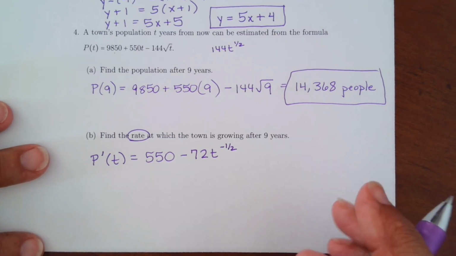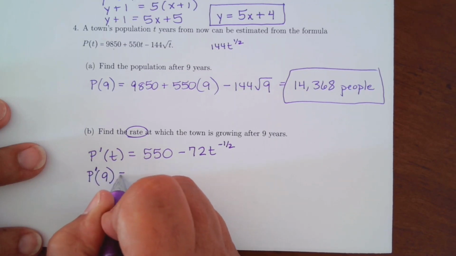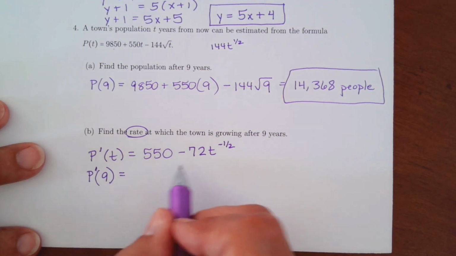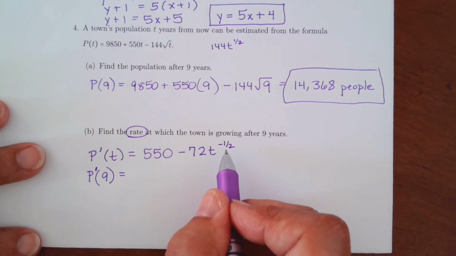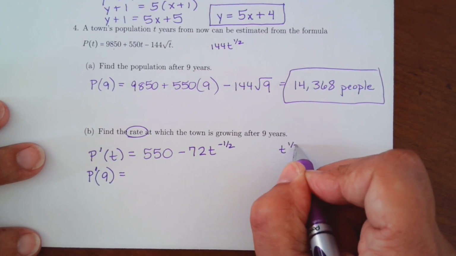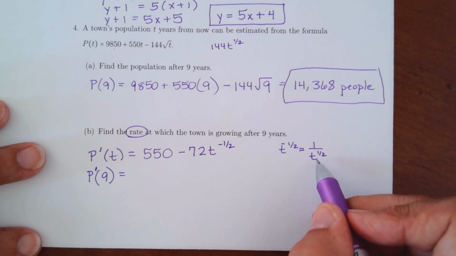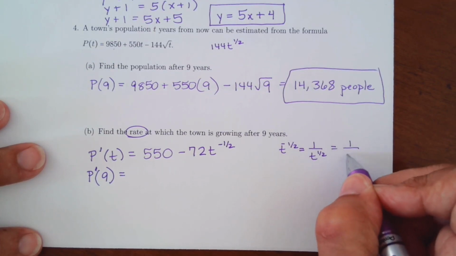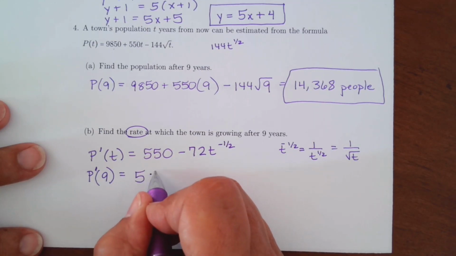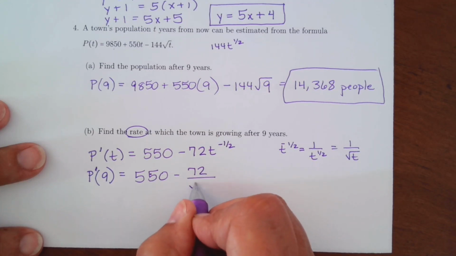Okay. All right, so now I'm going to find the rate in 9 years. So I'm going to find the derivative. The rate is the derivative. Now, you can put this in your calculator, but this is good practice to remember. T to the negative 1/2 is the same thing as 1 over t to the 1/2, right? We move it back down, it becomes positive, which is the same thing as the square root of t in the bottom. So that might be easier to do it that way. You don't have to. You can just stick that in your calculator. But 72t to the negative 1/2 is the same thing as that.